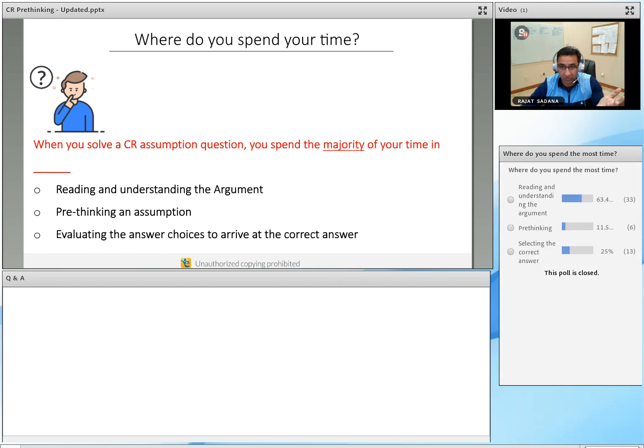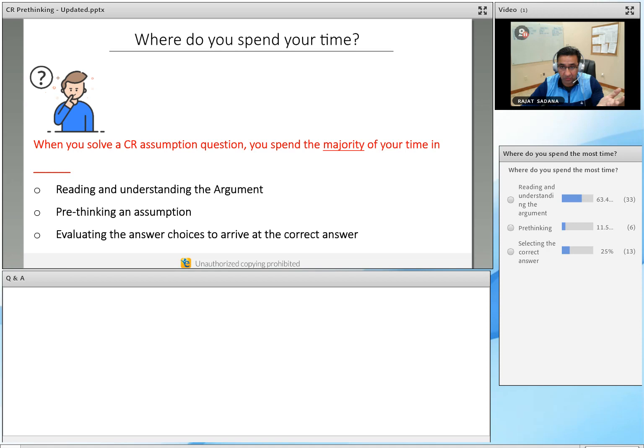Let me end the poll, broadcast the results. And the data actually shows something very telling over here. About 64% of you, 63% give or take, spend a good chunk of your time reading and understanding the argument, which is where you should be spending this time. If you're following the pre-thinking approach, you're going to spend a ton of time on the original argument. And because you're spending more time on the original argument, typically people would spend between 45 seconds to about a minute 10 on reading the original argument.